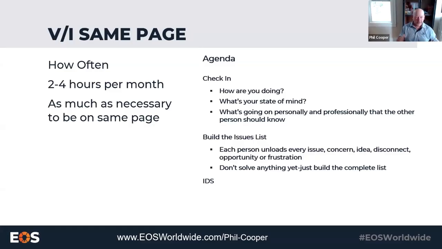Now, the issues list. We are pulling out the one list, not 3 different lists. And we're making sure that the list is complete, because we might add more things to the list. And by the way, we're not solving anything. We're just making sure the list is complete. And now we start to IDS.